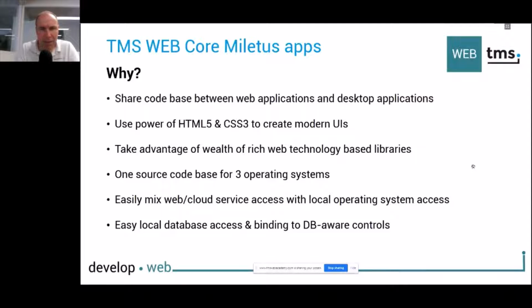Another reason might be that you can mix the use of REST APIs for certain services and at the same time access a database via a local operating system, or use other local operating system functionalities that might not be available to a regular web application. I'm talking here about the local file system, where there are still restrictions, but it could be other functionality of the operating system you want to take advantage of in your Miletus desktop client application.